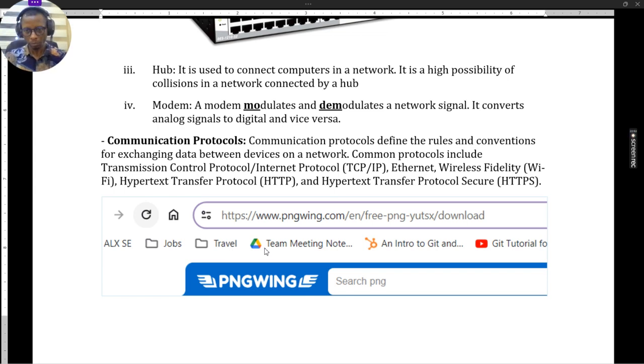Now, talking about protocols, there are a lot of them, but a few of them are what I would like to point out. We have TCP/IP, Transmission Control Protocol and Internet Protocol. I think a lot of us may be familiar with Internet Protocol because we talk about IP address, and this time around, we're going to learn more about that.